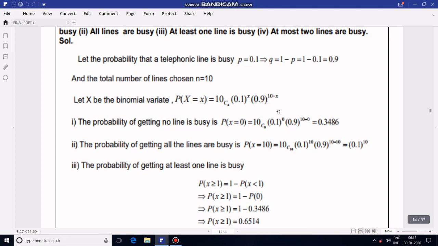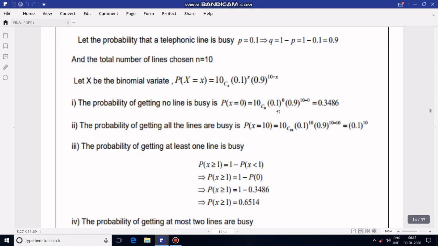Now with the help of this equation, we can easily compute all the required probabilities just by changing the value of x. Now consider the first one: the probability of getting no line busy. That means for this problem you have to find P at x equals 0. No line is busy means x is 0. Here x denotes the total number of lines that are busy. Now let us compute P at x equals 0 with the help of this equation.